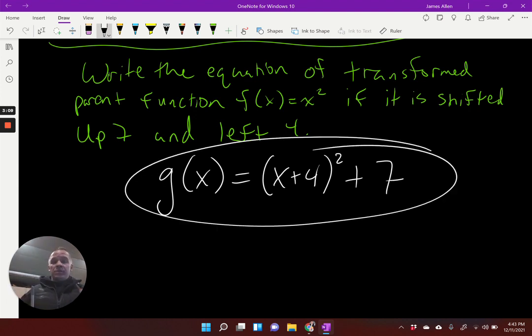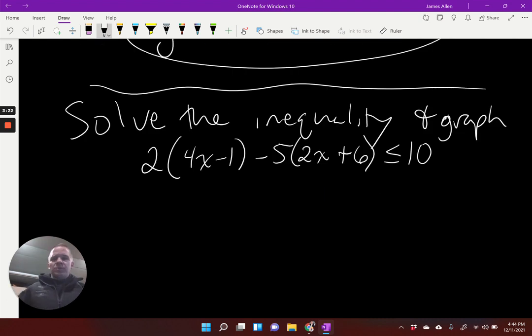Okay, so we could ask you to do that, match one of the equations of your 5 choices, or perhaps we give you the equation and you state what happened here. It went left 4 and up 7, right? Different ways to go about that, especially on a multiple choice test. All right, next one, solve the inequality, and we're going to graph it on a number line.